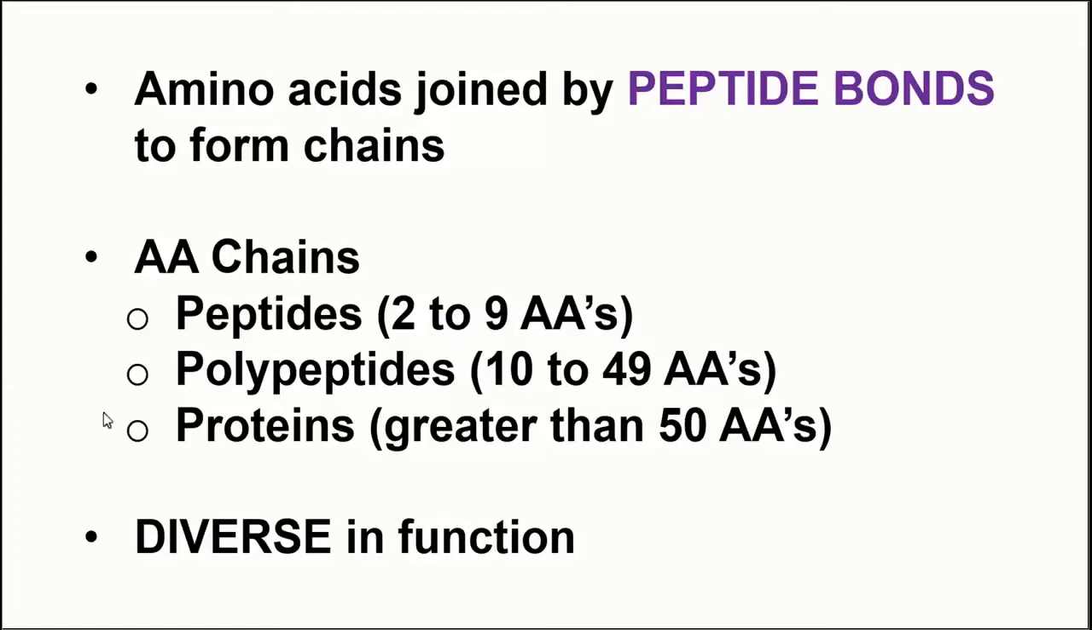And then the structure that we actually give the term protein to is any amino acid chain that's greater than 50 amino acids long. 50 amino acids would actually be a pretty small protein, as proteins usually contain hundreds, if not thousands, of amino acids. So usually proteins are very large chains of amino acids. So there you have it. You have different designations for different lengths of amino acid chains. We have peptides, which are anywhere from 2 to 9 amino acids, polypeptides, which are 10 to 49 amino acids long, and proteins, which is anything greater than 50 amino acids.